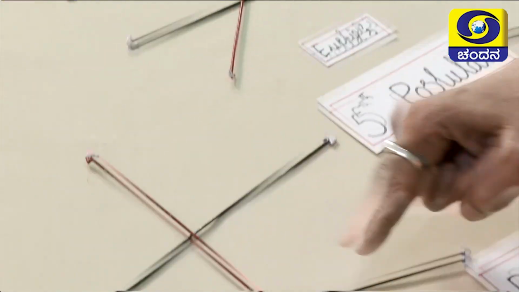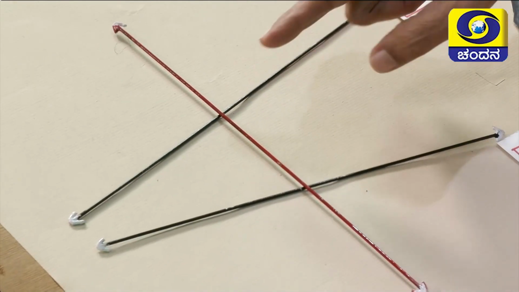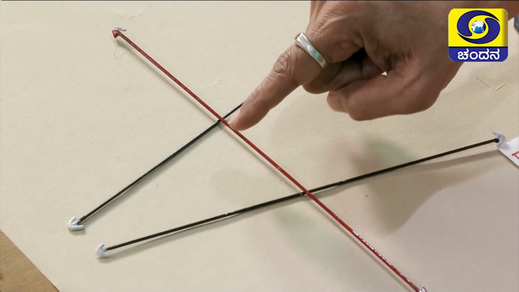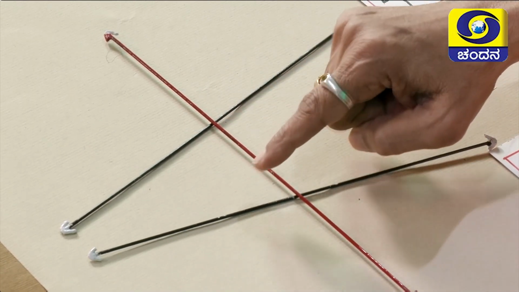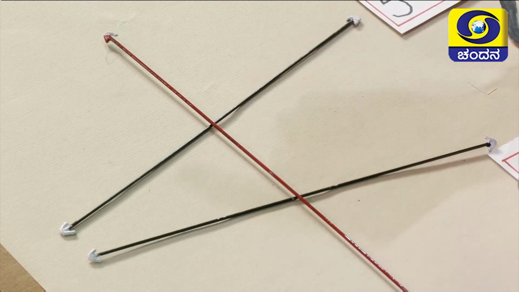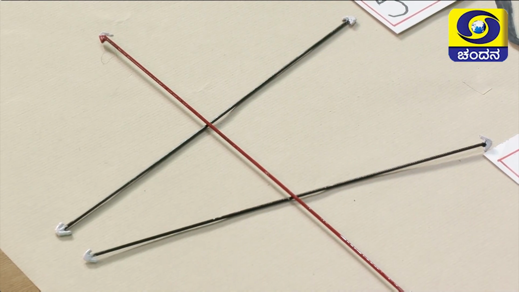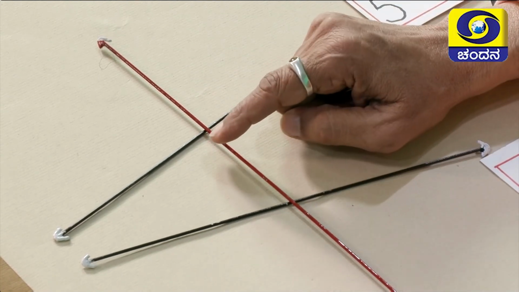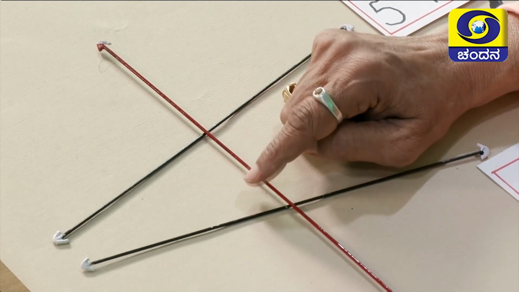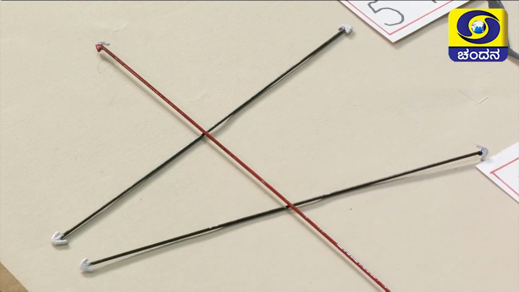But here, these 2 are non-parallel. They are going to intersect at a point. So, the sum of these 2 angles has to be lesser than 180 or it has to be greater than 180. It cannot be equal to 180 degrees. So, do you have any idea, children? What about the sum of these 2 angles? Is it greater than 180 or lesser than 180?